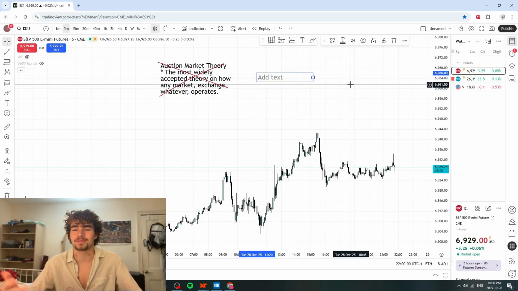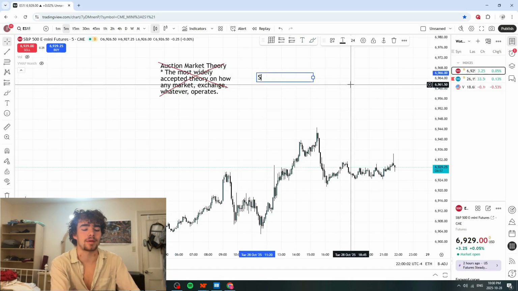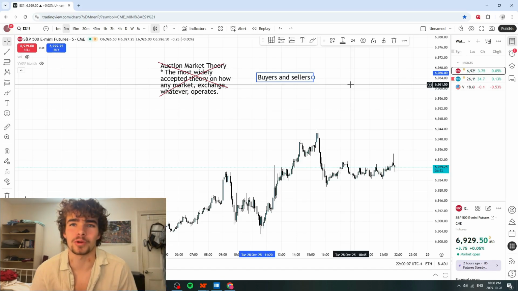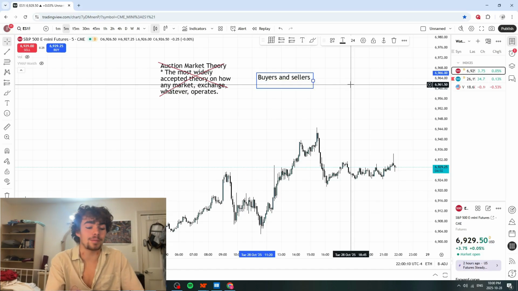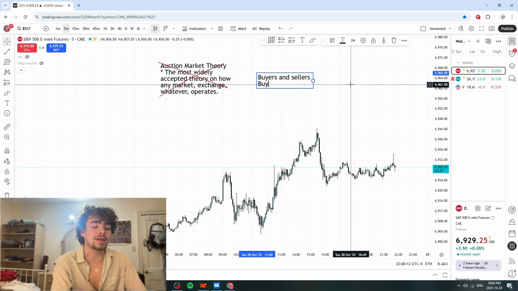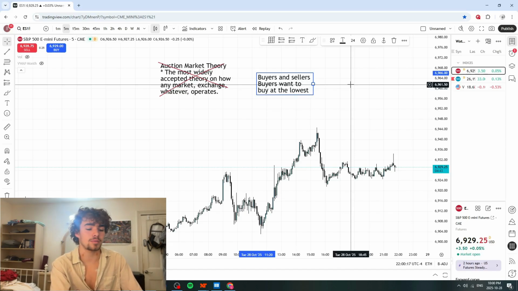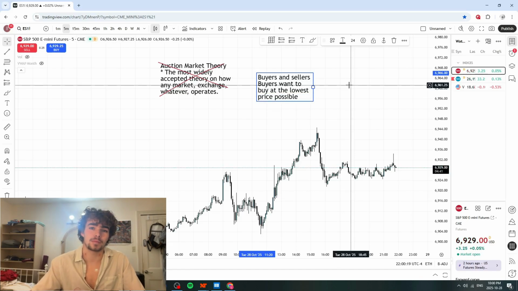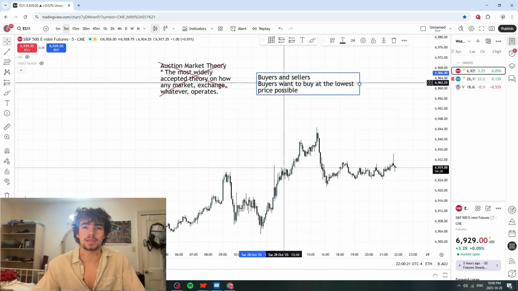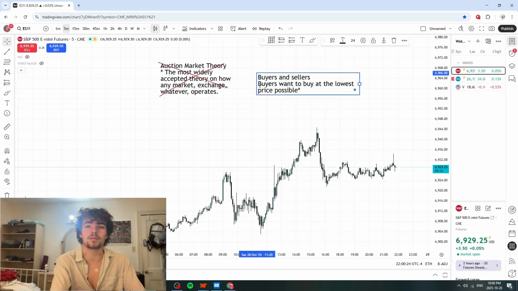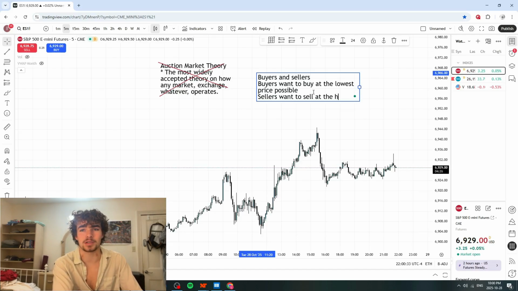Auction market theory, it's pretty basic. It's basically just talking about buyers and sellers. Buyers want to buy, sellers want to sell. Buyers specifically want to buy at the lowest price possible. What this means is that buyers are all competing with other buyers to try and get the lowest price possible. Vice versa, sellers want to sell at the highest price possible.